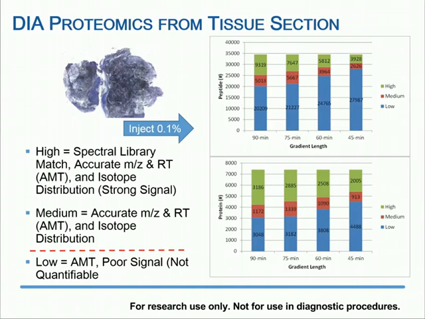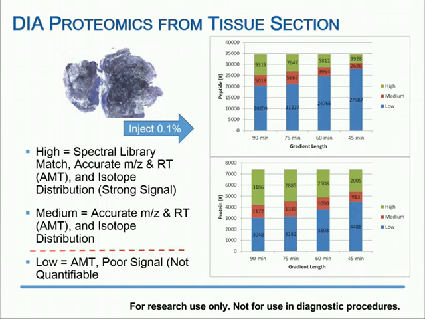of quantification or matching. And as we shrink the gradient length from 90 minutes down to 45 minutes, we see still almost 4,000 peptides in that high-confidence group and 2,600 in the medium confidence. So we don't have a huge reason to push to lower time.